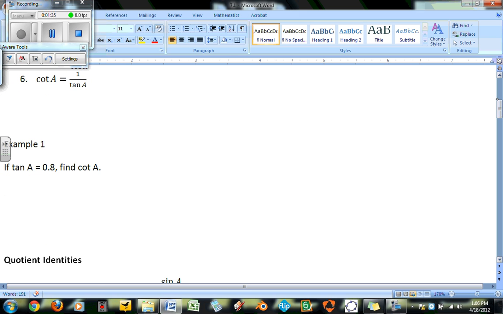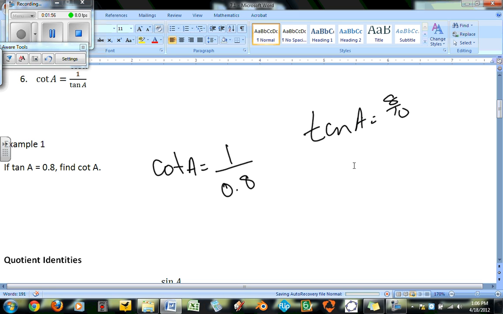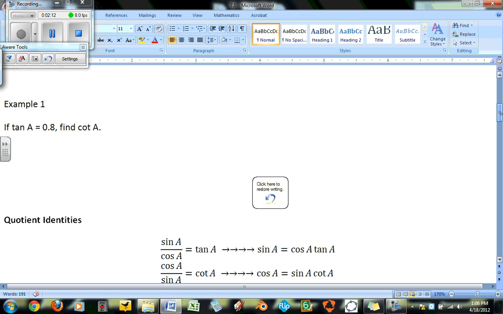Now it says if tangent of A is 8/10, find cotangent of A. Well, that's pretty easy. We know they're reciprocals of each other. So the cotangent of A has got to be the reciprocal, so it's got to be 1 all over 0.08. Or if we looked at 8/10 as a fraction, its reciprocal, the cotangent, would be 10 over 8, right? And we could simplify that as well to be 5/4. So that's all it's saying right there. We knew that already, that shouldn't be anything new for you.